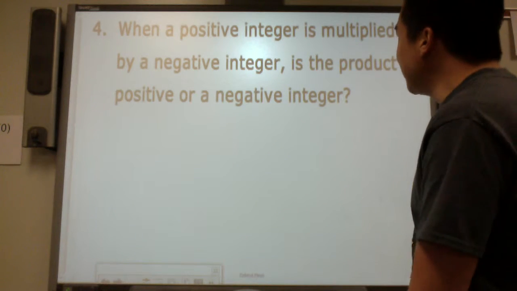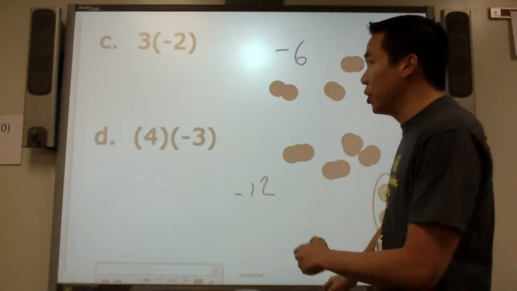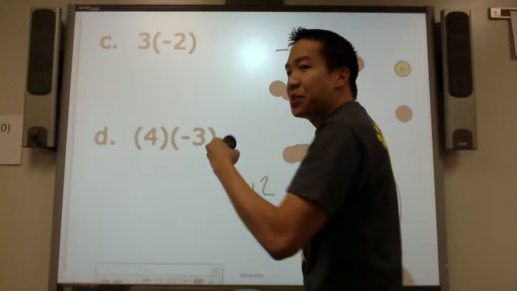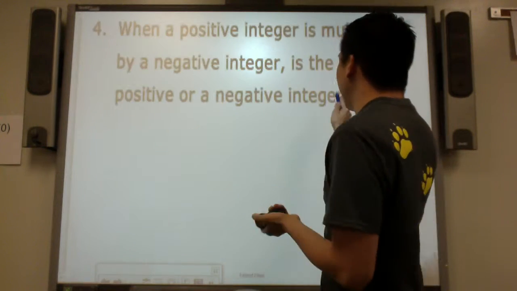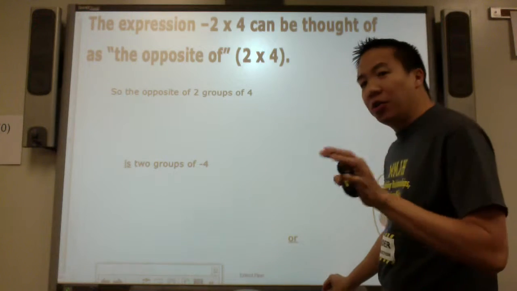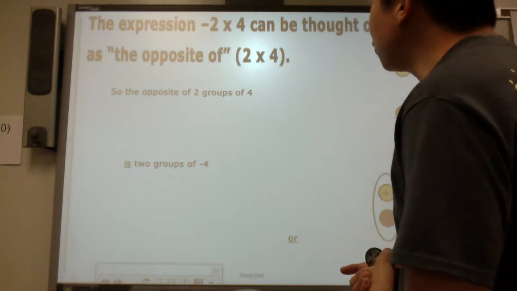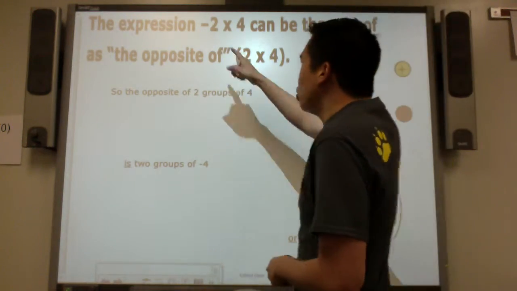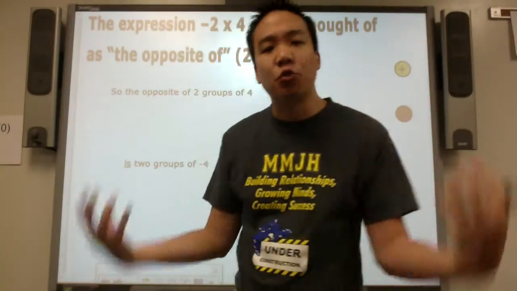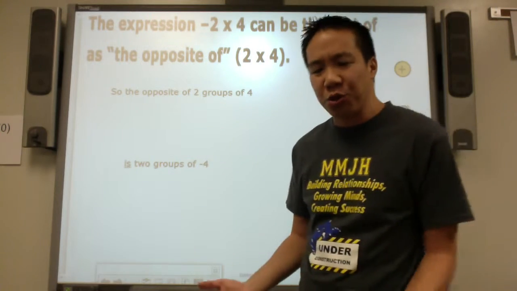So when a positive number is multiplied by negative integers, what did you notice? You're taking groups of negative numbers, so of course the answer will be negative. Now this is where it gets a little sticky. The expression negative 2 times 4. You cannot have negative groups. It does not make sense. You can't group things into negative groups.